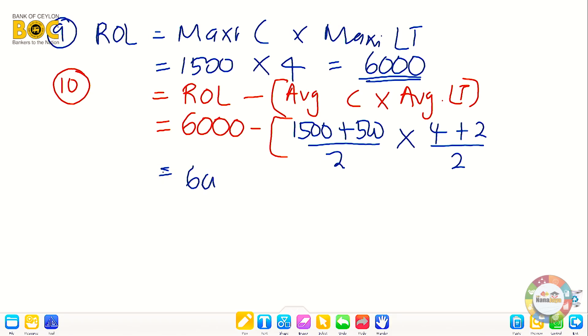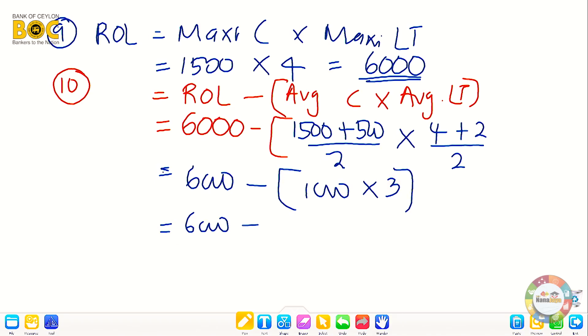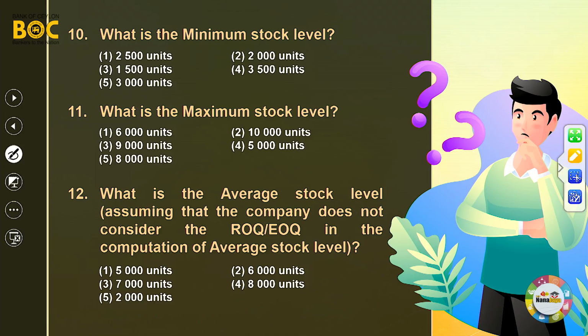So 6000, minus 1500 plus 500 divided by 2, which is 1000, into 4 plus 2 divided by 2, which is 3, so 6,000 minus 3,000. Your minimum stock level is 3,000 units. Right. The question number 10.